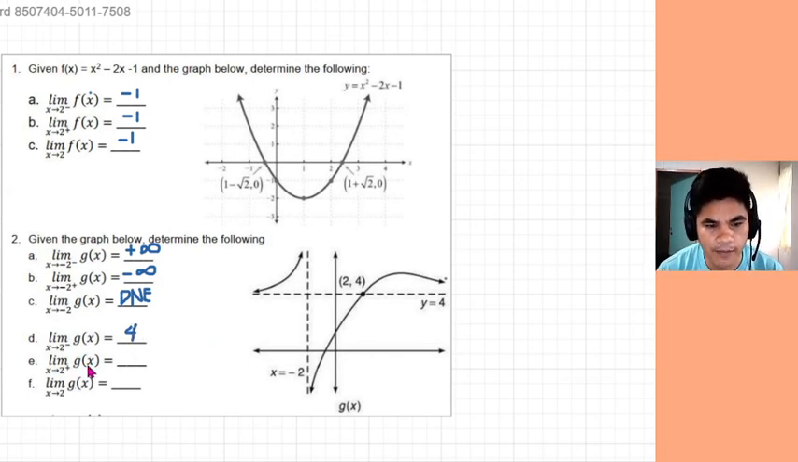The limit of g(x) as x approaches 2 from the right. So from the right, we'll start here, then going to 2, then still the limit is 4. Now, the limit of g(x) as x approaches 2, of course, that is 4. So I hope you learned something today about determining the limit using graphs. Okay, thank you.